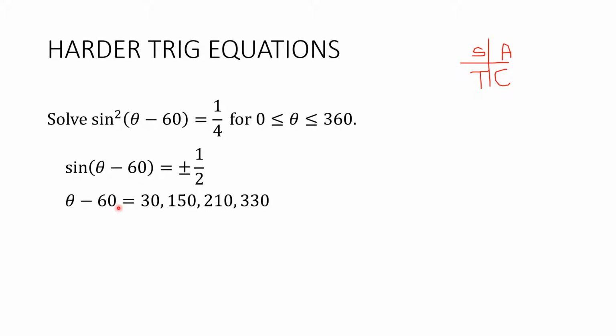Now add 60 to all of these, gives us 90, 210, 270, 390. Now just before you finish these sorts of questions, that's these ones with a bracket like this, just be very careful, have a look at this here. This 390 is outside of that range, so we're not going to include it. And if that happens, consider that there could be an extra answer here.